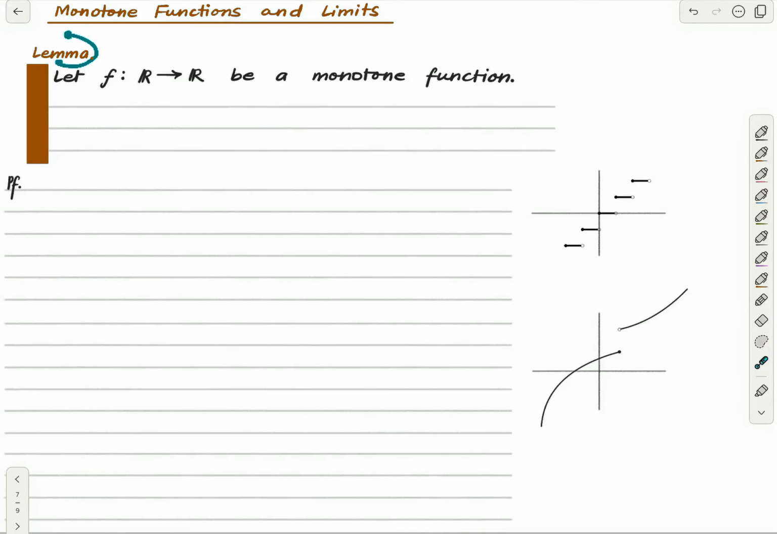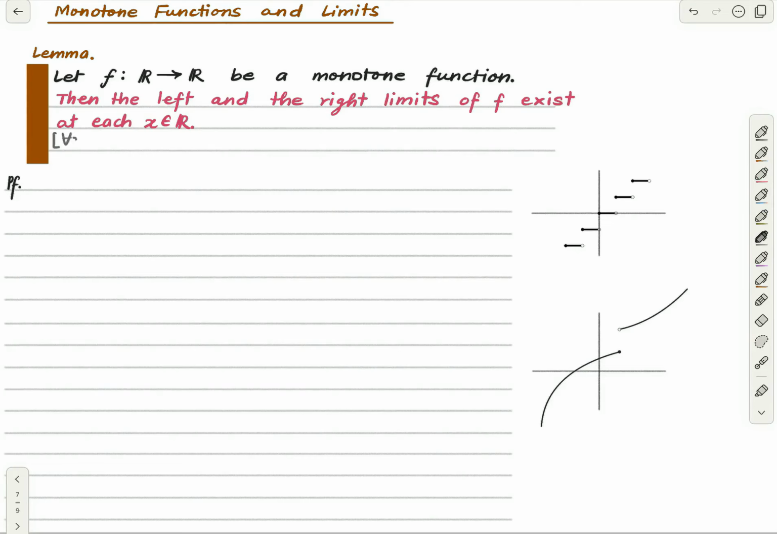So here is our main lemma that we want to show. We have a function from reals to reals, and assume it is a monotone function. Then we want to show that the left and the right limits of f exist at each point of the domain, or at each real number. What does that mean? What this means, just to reiterate, is that for all real numbers, there is some other real number such that this equation holds.